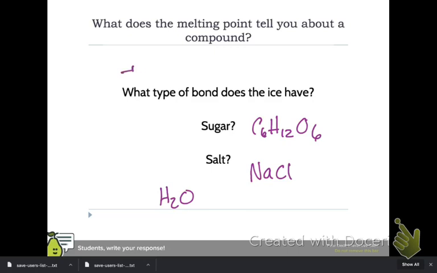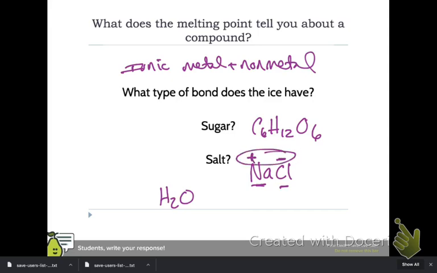If it's an ionic bond, that means you have a metal combining with a nonmetal, and we have a transfer of electrons. So here sodium is a metal, chlorine's a nonmetal. We have a transfer of electrons, and this is that ionic bond, very, very strong, holding it together. Or you could be covalent, and with covalent compounds we see it's two nonmetals. So here we have carbon, hydrogen, oxygen. Those are all nonmetals. Here we have hydrogen and oxygen. Those are all nonmetals. So the sugar and the water are covalent, and the salt is ionic.